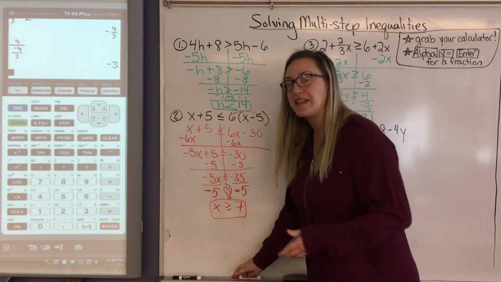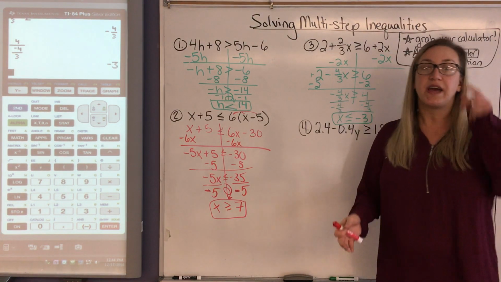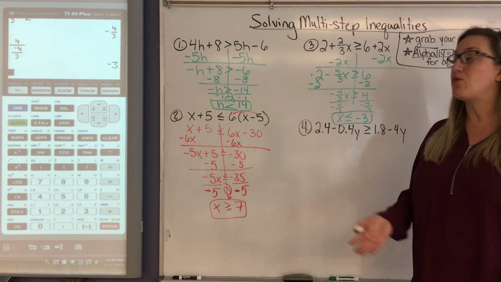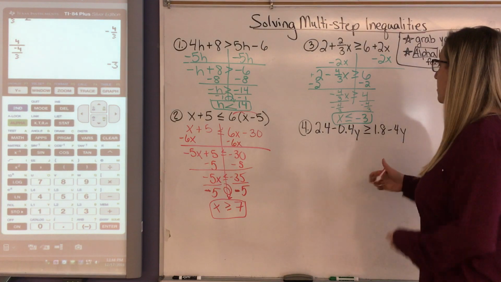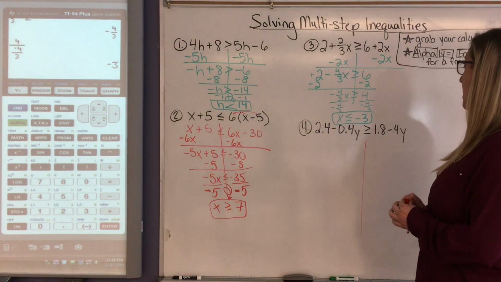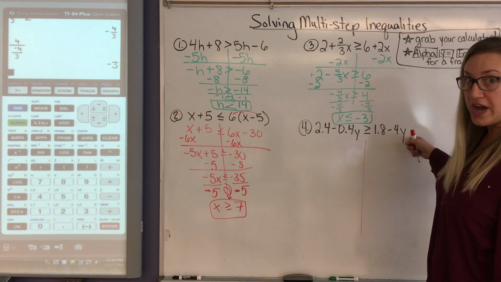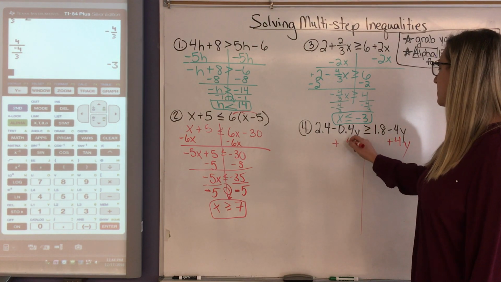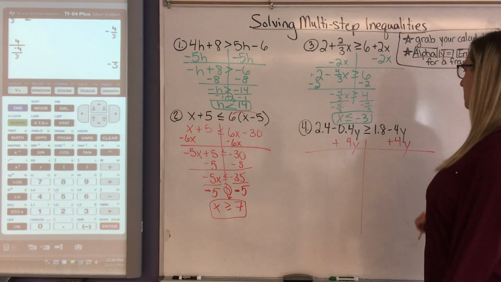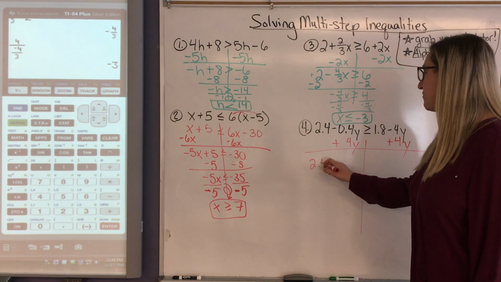Last but not least, again, this is decimals. No big deal if you cannot add or subtract decimals on your own. Let the calculator do it. You just have to know how to type them in. So I'm going to split this down the middle. I have a pesky negative 4y on the right, so I'm going to get rid of it by adding 4y. And I'm left with 2.4.